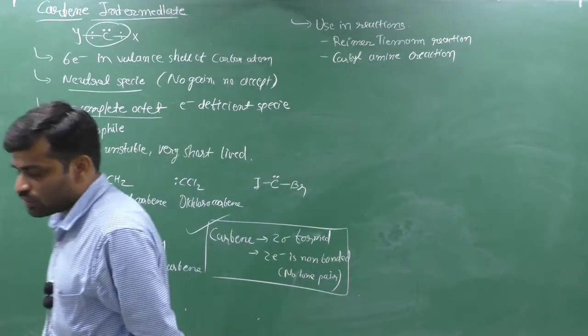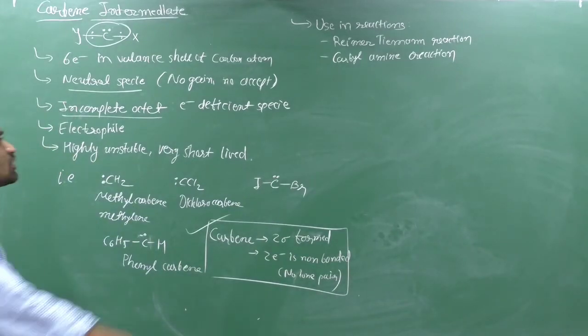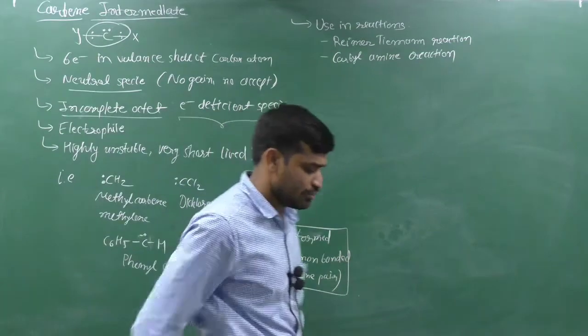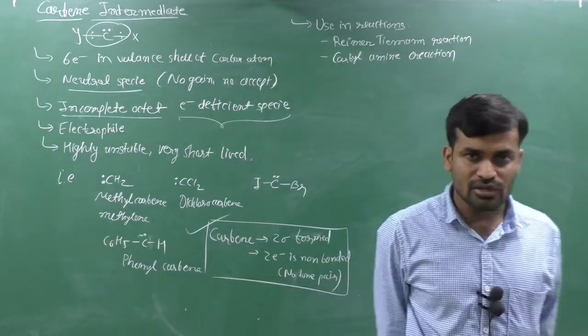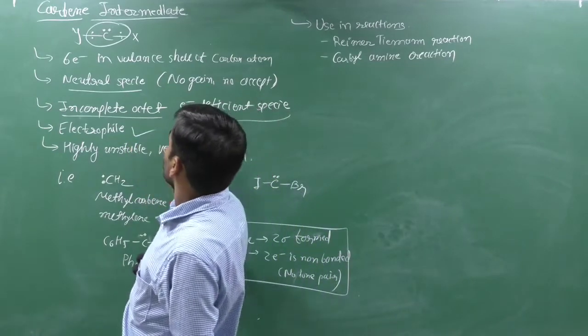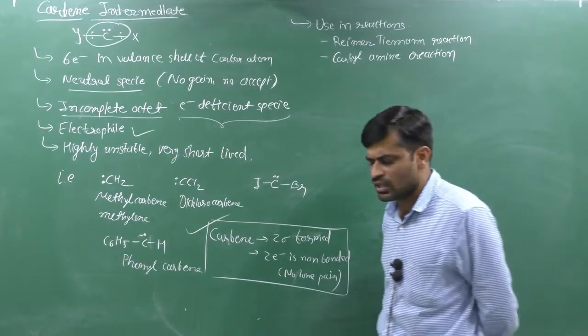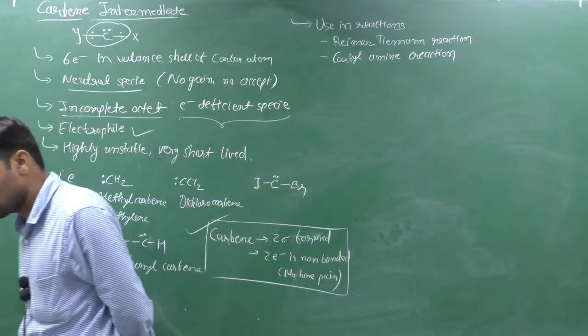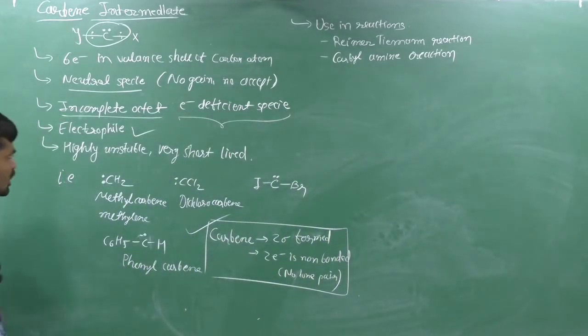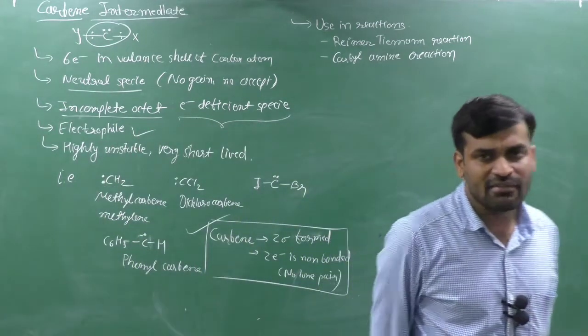Because an octet requires 8 electrons, and here there are 6 electrons. Therefore, we can say that it is also an electron deficient species, and it is an electrophile. Electrophile means attracted towards electrons. Clear? It behaves as an electrophile. It is highly unstable and has a very short life.